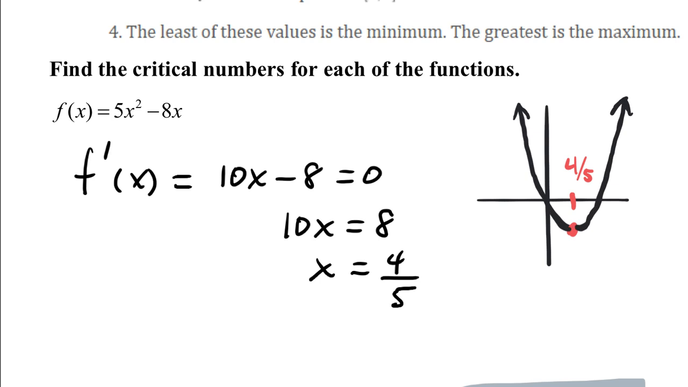If you remember the theorem from the previous videos, any relative extrema occurs at a critical number. So this one just emphasizes that when our first derivative is 0, the value of x where that occurs, in this problem it's 4/5, that will be the x value that indicates a relative extrema. Let's move to a different function.